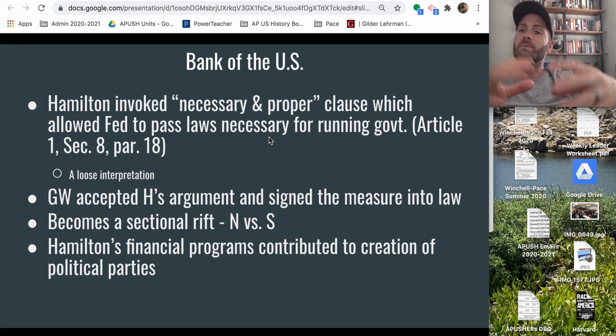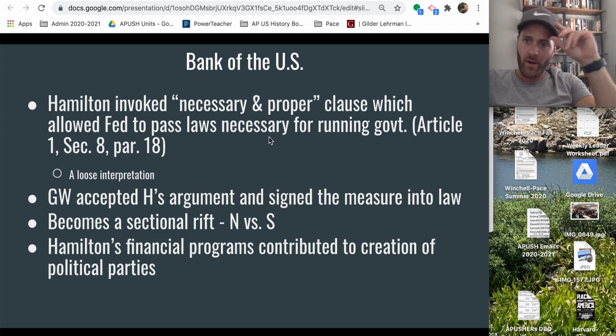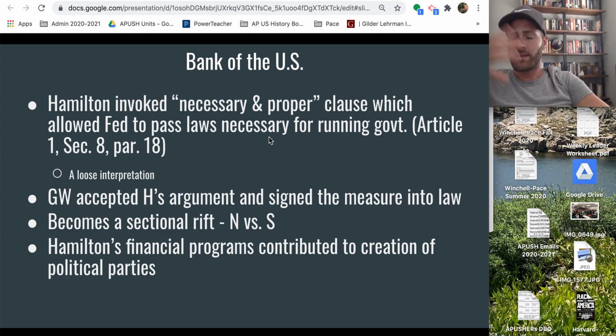So here we are. This might help you understand what's happening so far. The Federalists are engaging in a looser interpretation of the Constitution. The Democratic Republicans are asking for a stricter interpretation, which leaves more powers to the states. Washington is going to accept Hamilton's argument. He's going to sign the measure into law, creating the first Bank of the United States in a 20-year term.